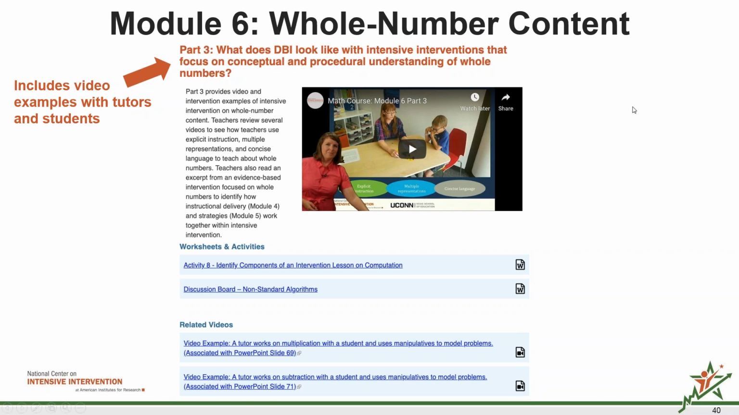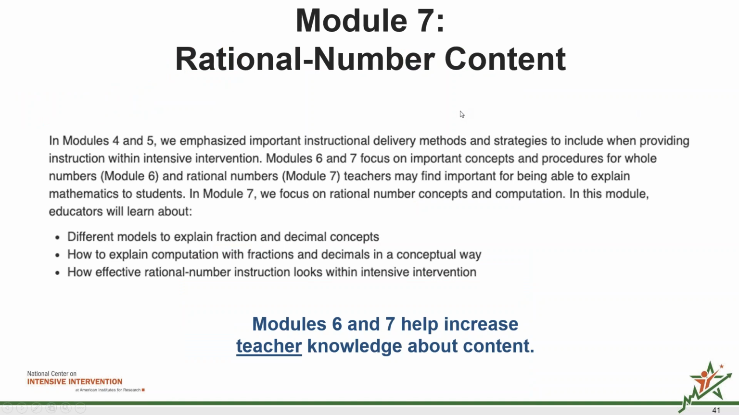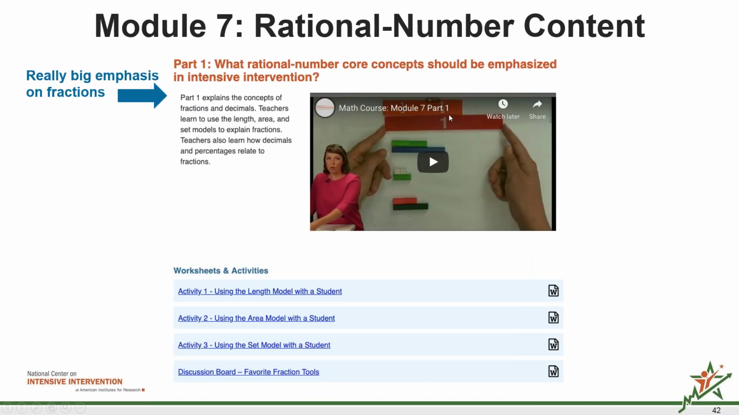Next slide. So Module 7 is somewhat repetitive to Module 6, but instead of whole number content, it's rational number content. Next slide. So part 1 of Module 7 is everything you've ever wanted to know about the 3 models of fractions. That's the length model, the area model, and the set model of fractions, and the concepts that should be emphasized so that students really understand what a fraction represents.